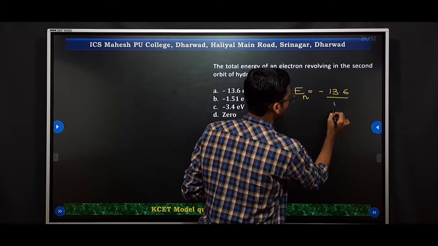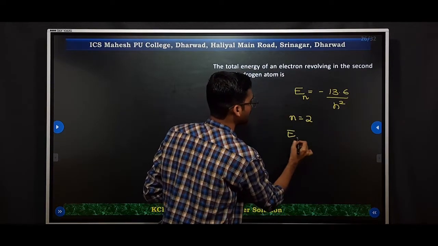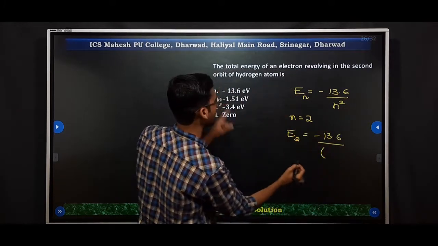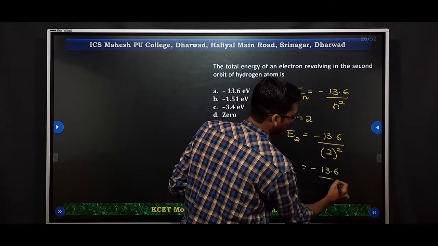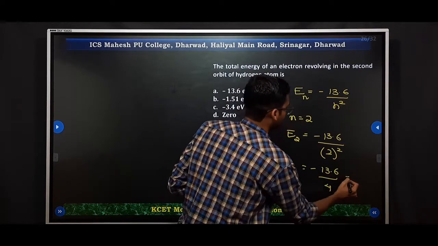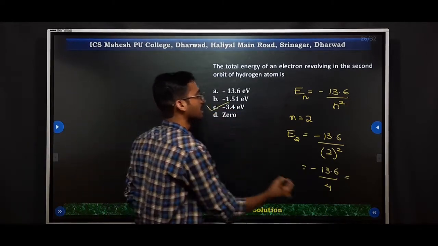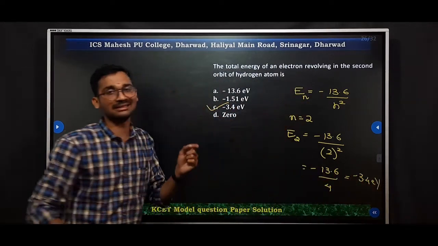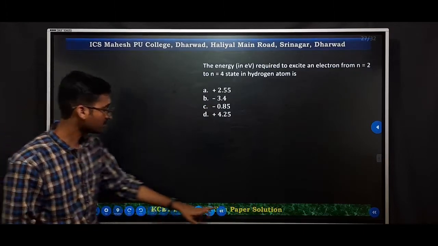Minus 13.6 whole divided by n square. As n is equal to 2, substitute: E subscript 2 is equal to minus 13.6 whole divided by n square, which can be written as 2 square, meaning minus 13.6 whole divided by 4. Therefore, minus 13.6 divided by 4 leads to minus 3.4 electron volt. Therefore, option C is the right answer. Moving on to the next one.